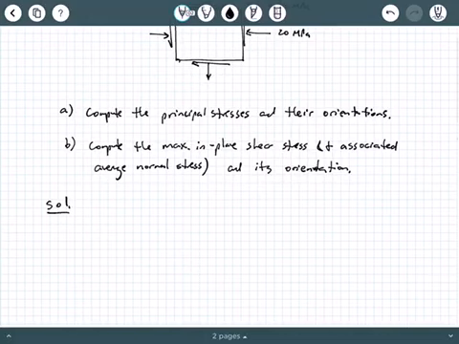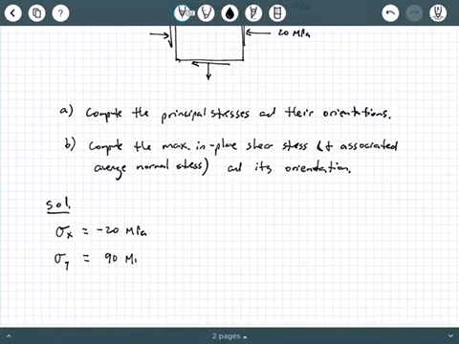So part A of this example, we want to compute the principal stresses and the orientations associated with that. And then part B, the maximum in-plane shear stress and its associated average normal stress and its orientation as well.